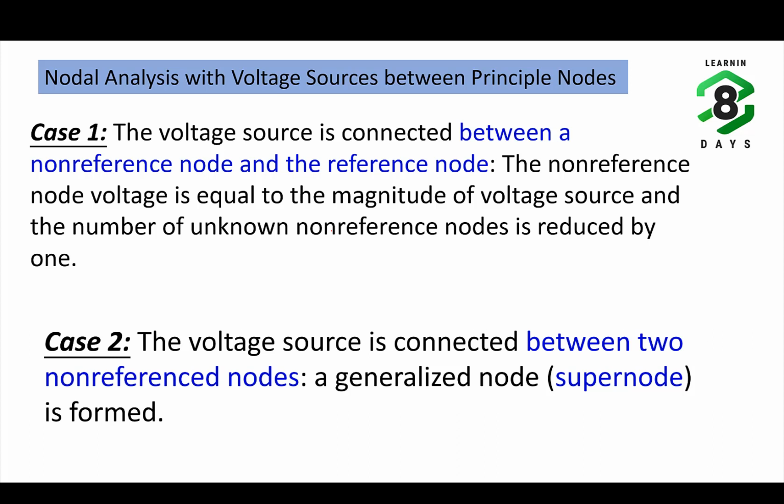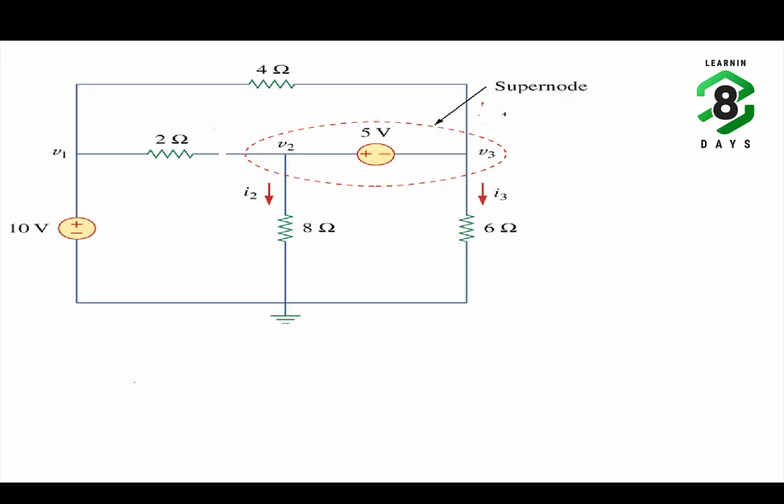And the second case that we will encounter is that if the voltage source is connected between two non-reference nodes, then it will form a generalized node or a super node. The voltage source may be an independent source or dependent source, it doesn't matter. But if a voltage source is connected between two non-reference principal nodes, then a super node is formed. How to handle these two situations we'll see with one example.